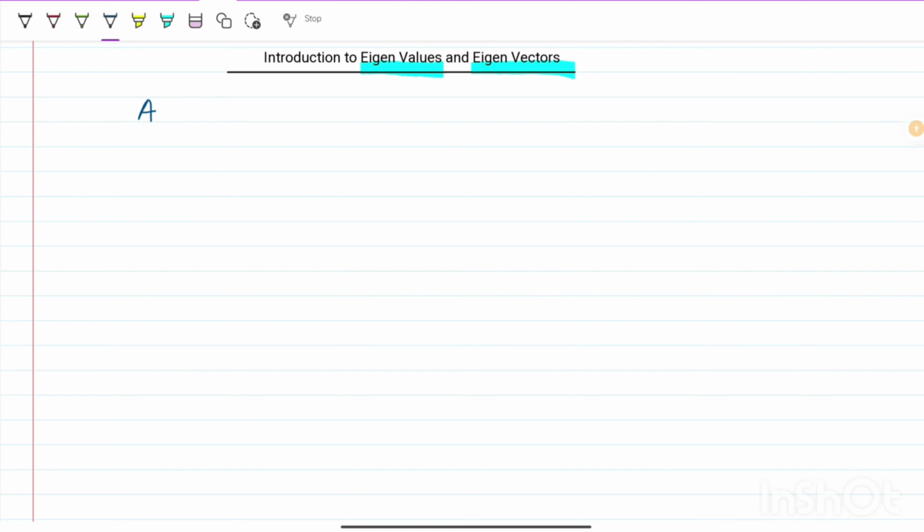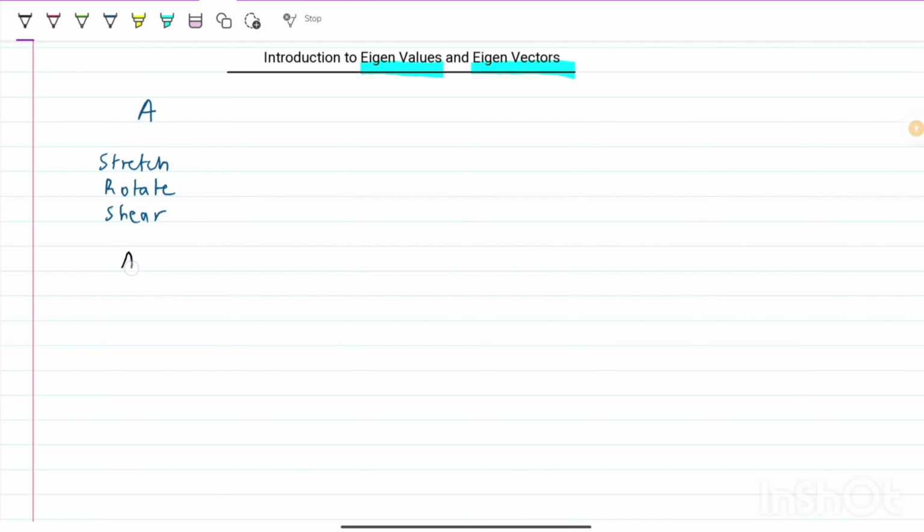Matrices, as we know, can represent linear transformations. They can stretch, rotate, or shear vectors in a space. Now what if I told you that there are special vectors that when multiplied by A only get scaled? They don't change directions, just their lengths. These special vectors are called eigenvectors and the scaling factor is called the eigenvalue.